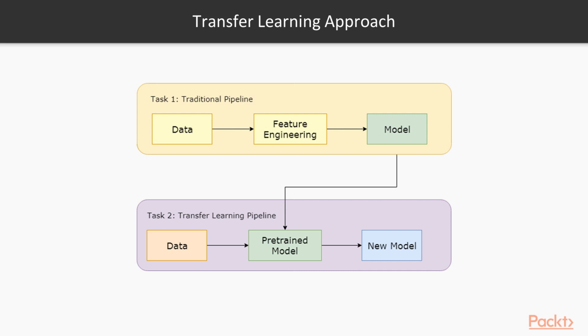In a transfer learning pipeline, you have data, you have a pre-trained model, that is a pre-trained set of weights, and then you get a new model which is based on the feature optimization on the new data. What I'm trying to say is that your new model fine-tunes the weights of the previous model. You already have one set of weights and you are trying to fine-tune them in order to achieve the task on your new data. This is how the transfer learning pipeline works.